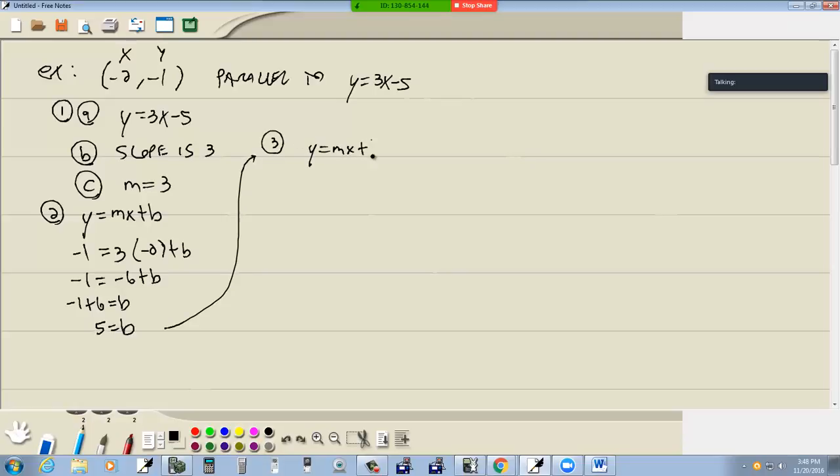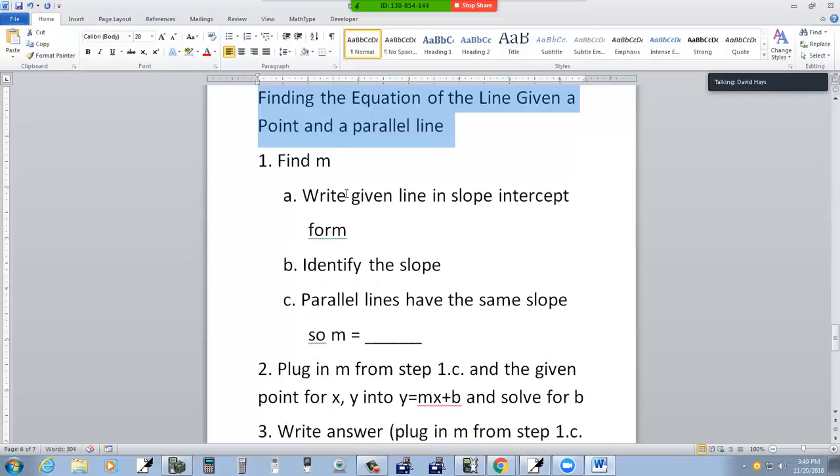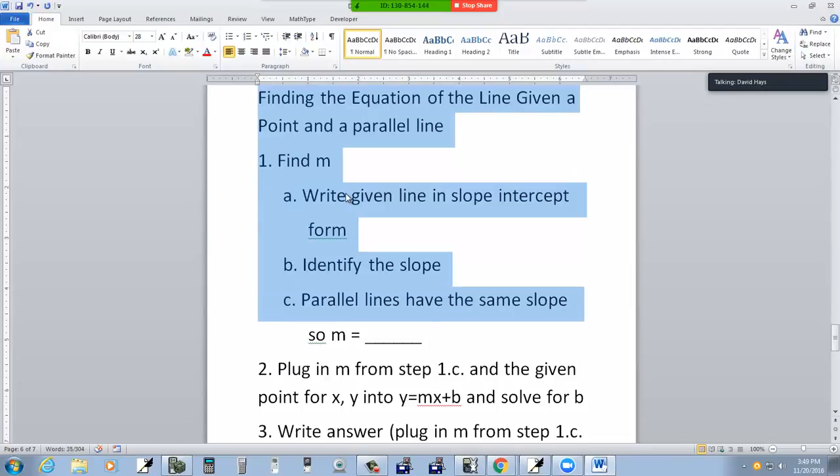Then step 3, plug in m. M was 3. And plug in b, which we said was 5. So we got y is equal to 3x plus 5. It's pretty strange how close those are. Now let's find an equation of a line given a point and a parallel line.